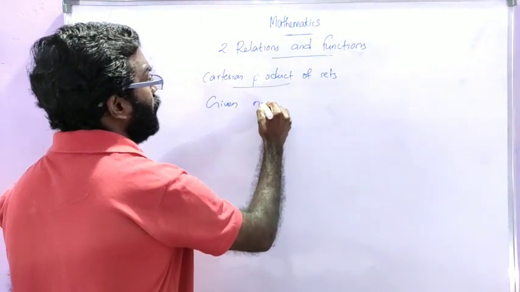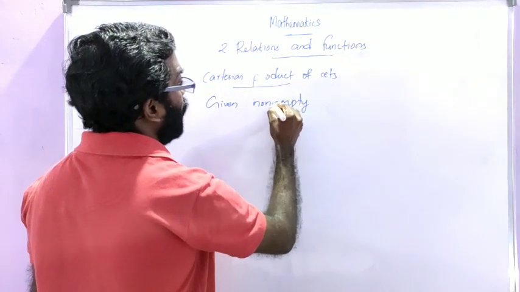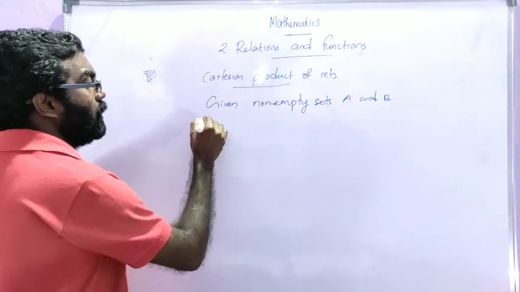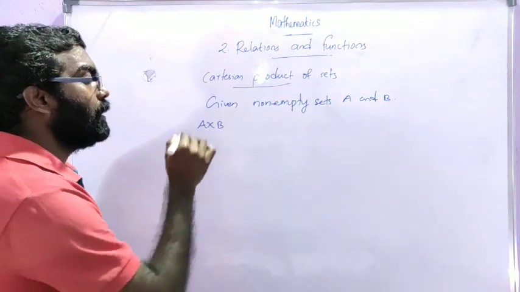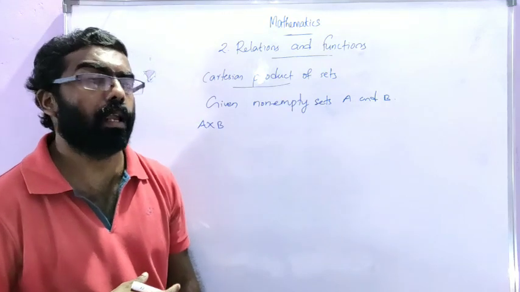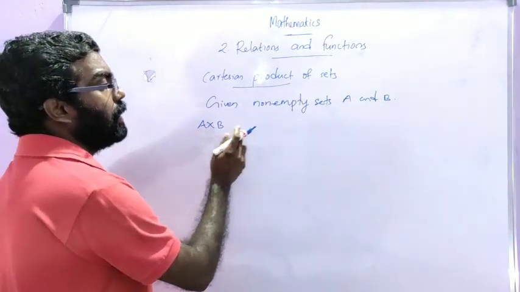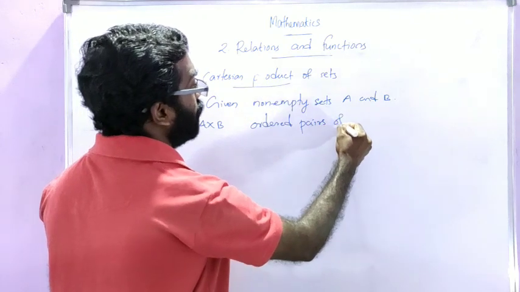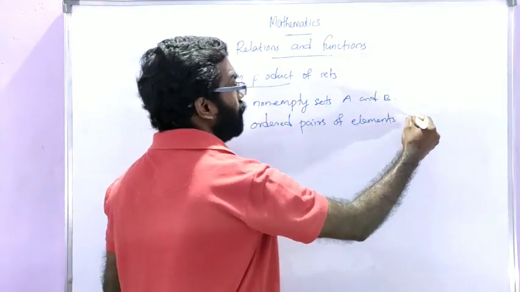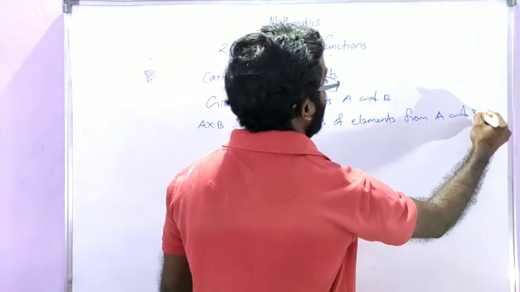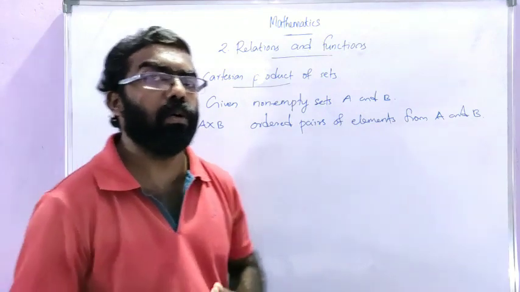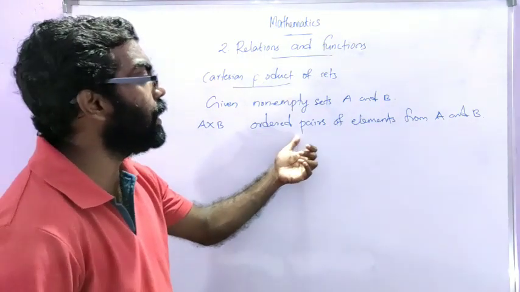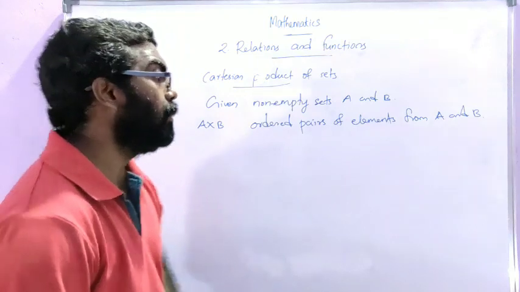Given non-empty sets A and B, the Cartesian product A cross B, we write A into B and read it as A cross B. So the Cartesian product A cross B is the set of all ordered pairs of elements from A and B.